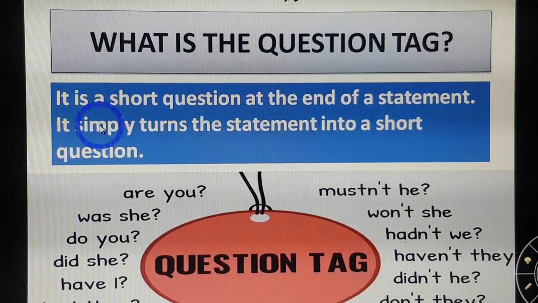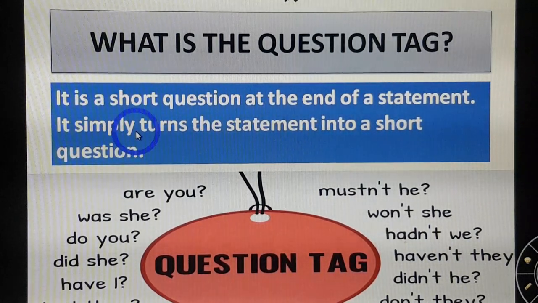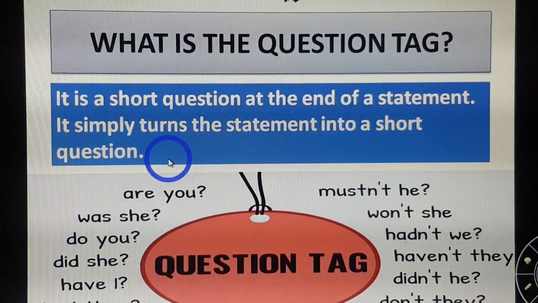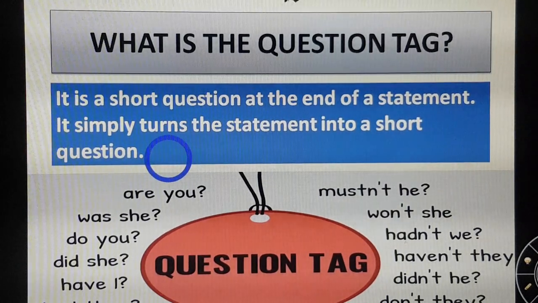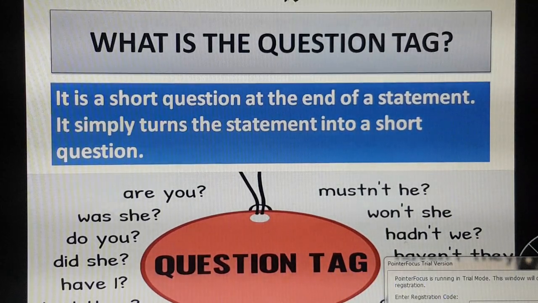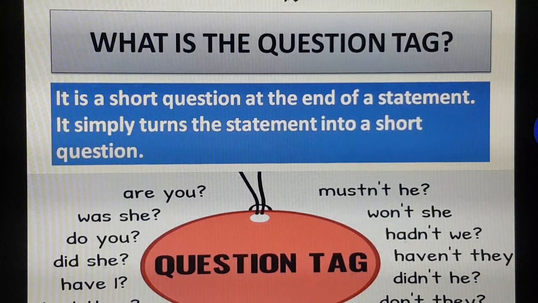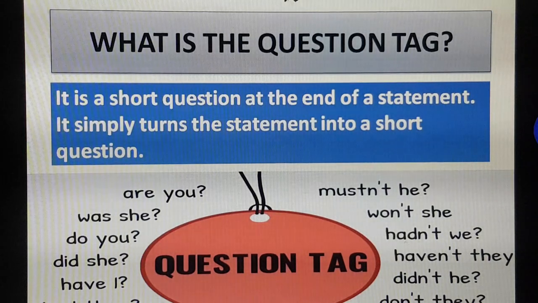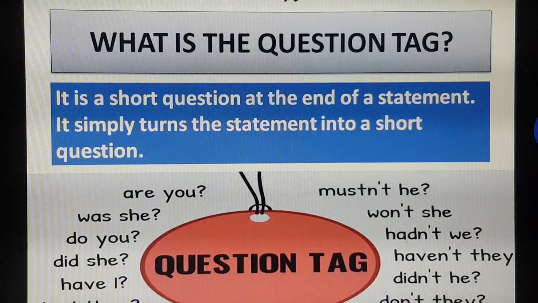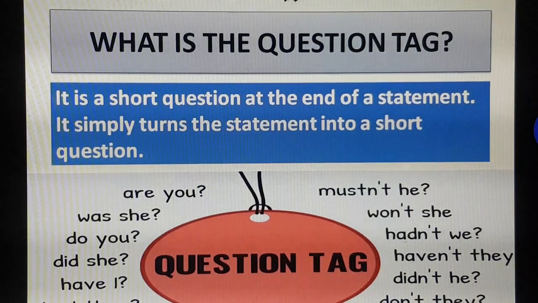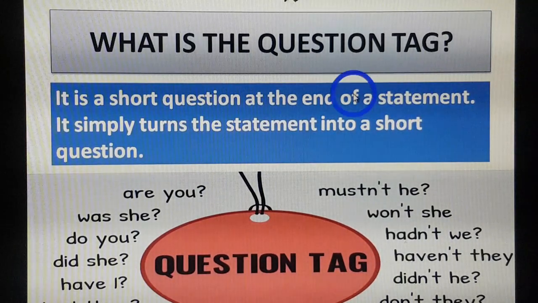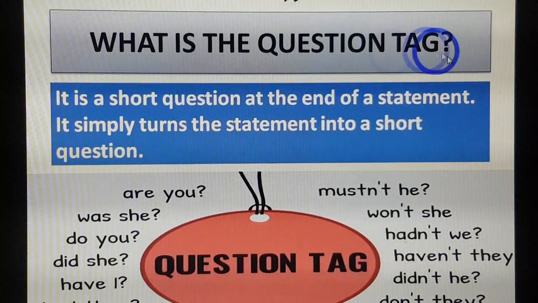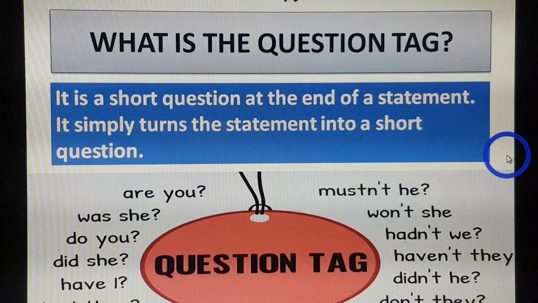Or we can explain it more, it simply turns the statement into a short question. So when I want to explain this more, I will say here, you have a statement, and the statement can be changed into a question. But this question should be short. إذا أنا عندي جملة، الجملة الخبرية دي أقدر أحولها إلى short question سؤال قصير وهم يسمونه بال question tag. It's very easy.